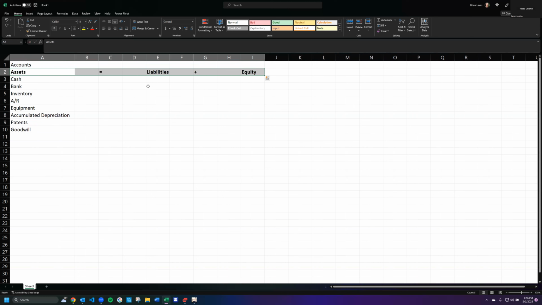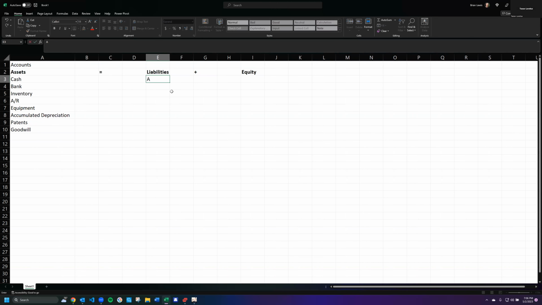On the liability side, you have accounts payable, notes payable, salaries payable, you might have taxes payable, and let's throw another one out there: unearned revenue, which is a liability account.